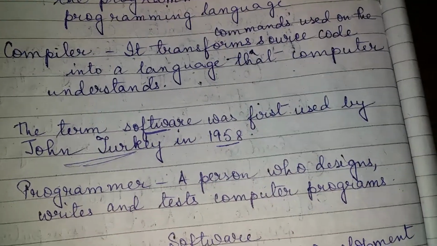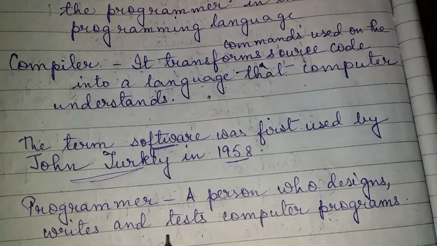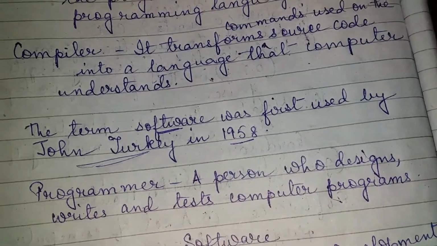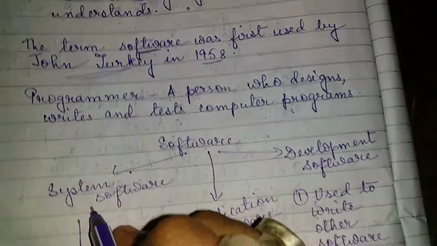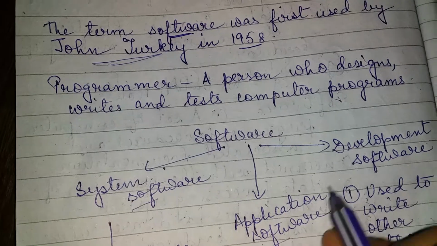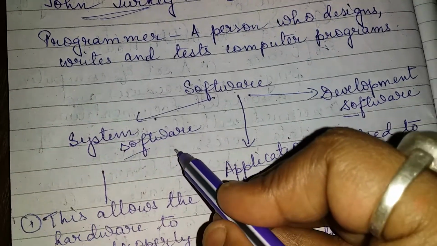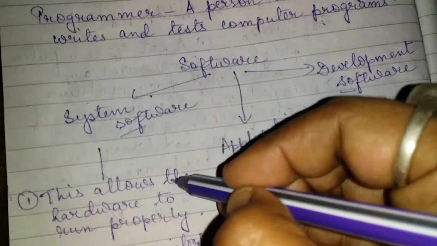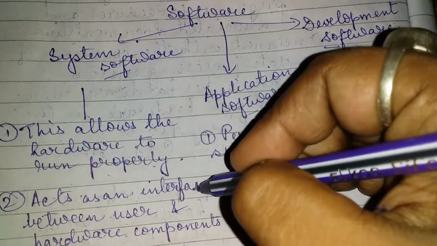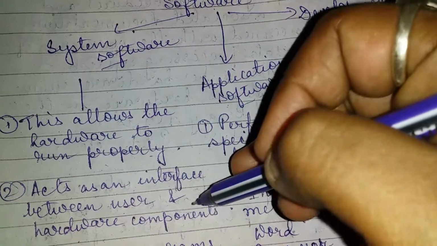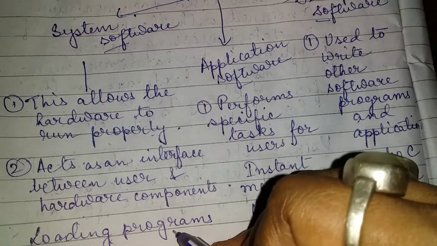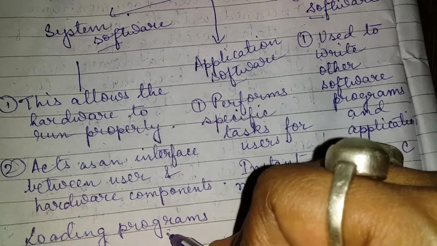Now comes the programmer, a person who designs, writes and tests computer programs. He or she is called a programmer. Now this software is divided into three categories: system software, application software, development software. What is system software? This allows the hardware to run properly. It acts as an interface between user and hardware components, such as loading programs. This is called our system software.